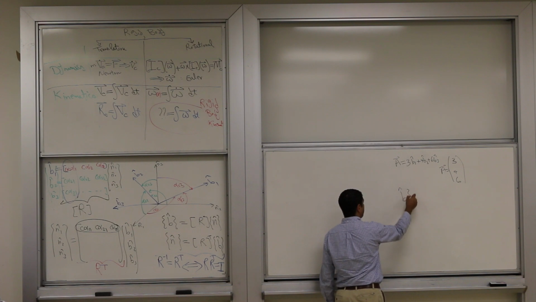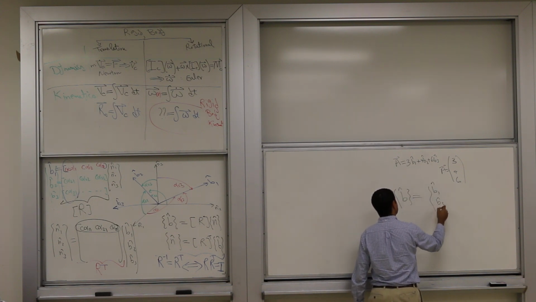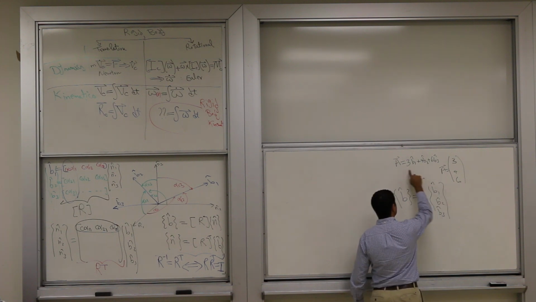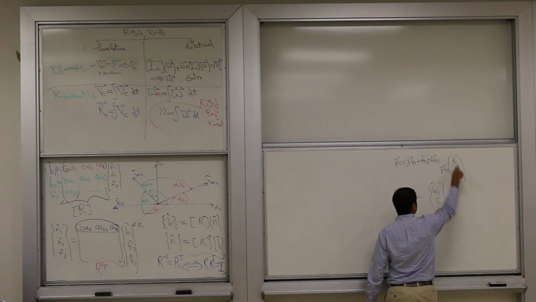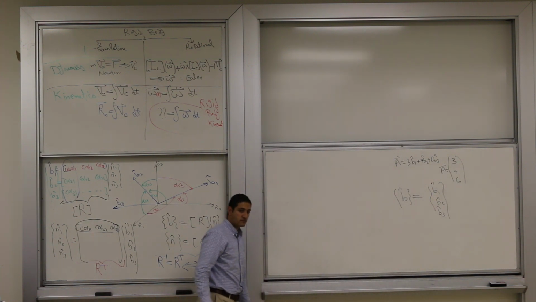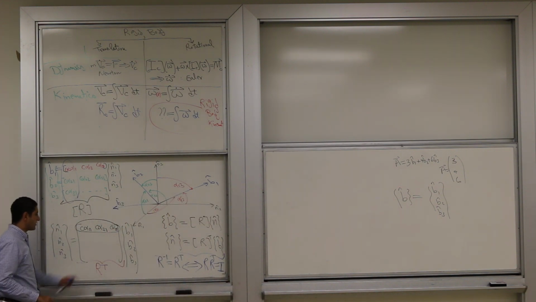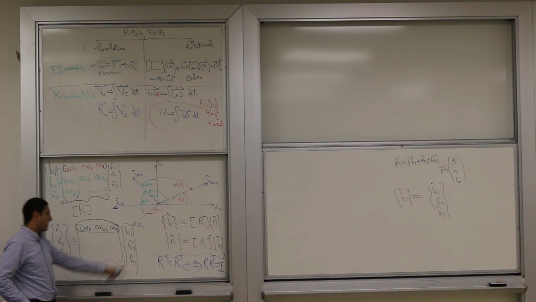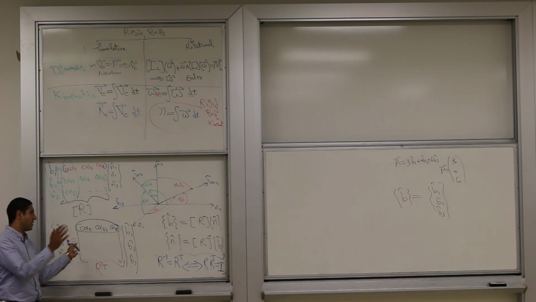B is b1, b2, b3. Here, I extract the components in this form. This is just a notation, but I like this distinction because it will matter in a minute. At any rate, R, as you know, is a matrix. This guy is a collection of the unit vectors. This is how we relate the body frame to the inertial frame.